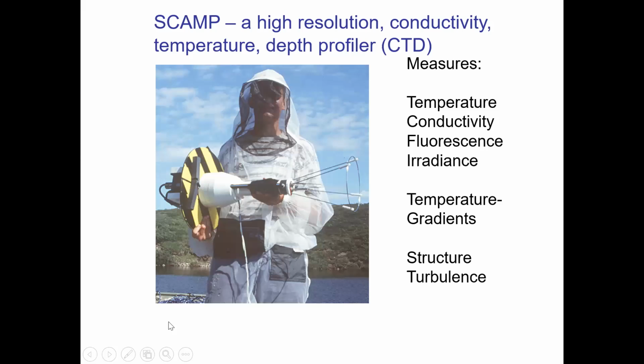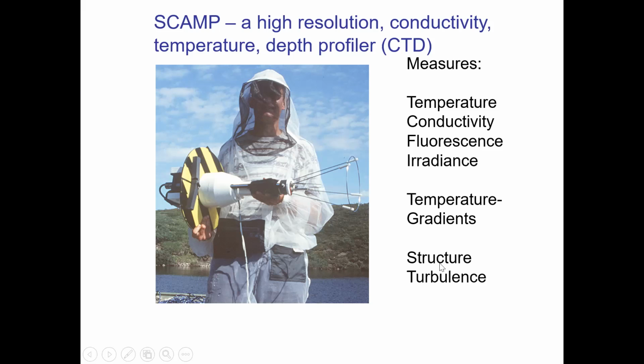Now, I've been really happy over my career to have the SCAMP, self-contained autonomous microprofiler. It's a form of conductivity temperature depth logger. They're not made anymore, so for something similar, you may go to Rockland Scientific, but many of you might have a Hydrolab, you might have a JFE Advantech with an oxygen sensor. There's a variety of types of CTDs, but they'll measure temperature, conductivity, often fluorescence, irradiance. Here we measure photosynthetically available radiance. And the SCAMP, because it's a microstructure profiler, measures the temperature gradients in the water.